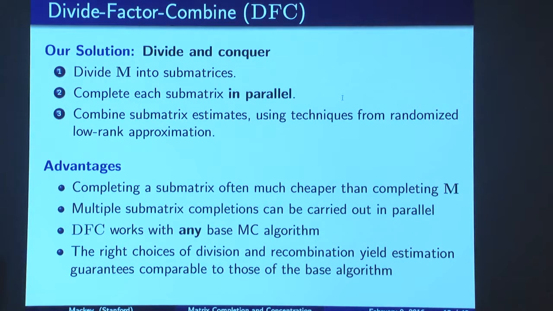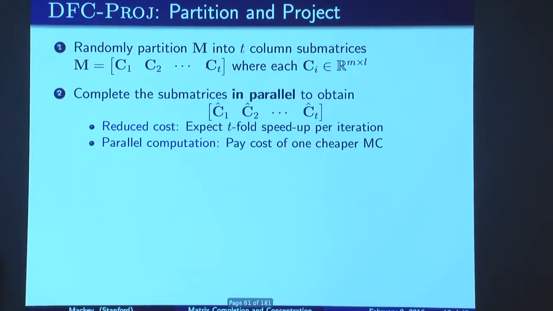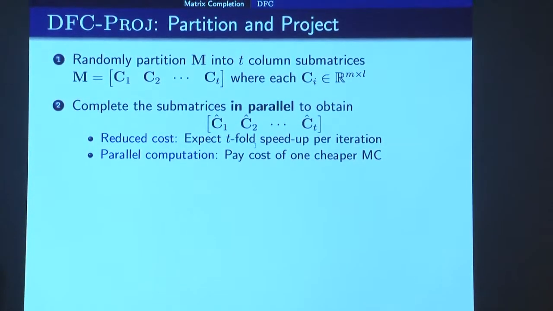OK, so let me give you a specific algorithm for divide, factor, combine. This is what we call DFC-PROJ. It involves partitioning your matrix and projecting. So in step 1, you're going to randomly permute the columns and randomly partition your matrix into a bunch of column submatrices. We'll call them C1, C2, up through CT. You're going to complete those submatrices in parallel, so you get back C1 hat up through CT hat. This is where you get most of your reduction in cost, because your matrix dimension is reduced, so we expect something like a t-fold speed up per iteration.